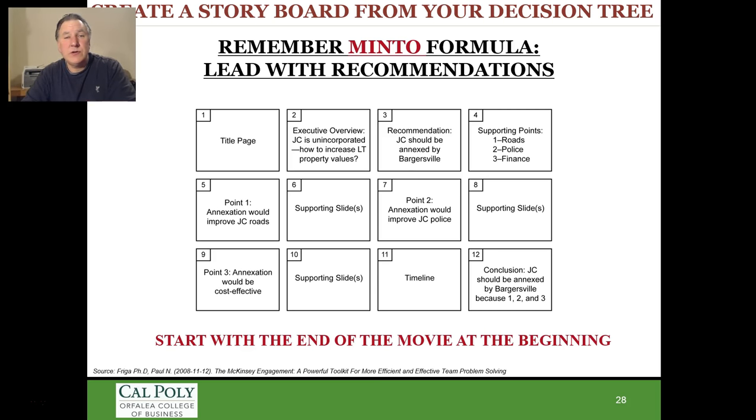Very logical, to the point. But what's so funny is it's opposite of if you're trained as a scientist. In fact, it's opposite of how many people have been trained. But what's beautiful is that Minto and McKinsey get your recommendations up front, because many executives, they're so busy, they'll remember the first slide or two, and if you get them with the recommendations, you get them hooked.